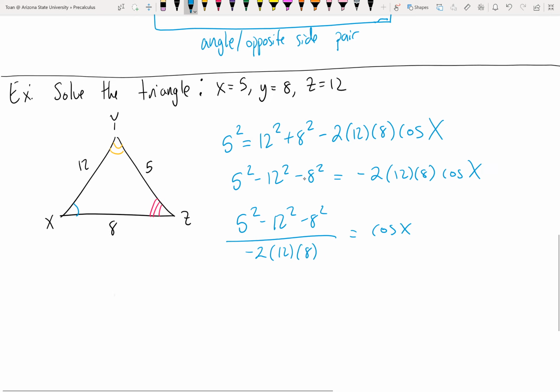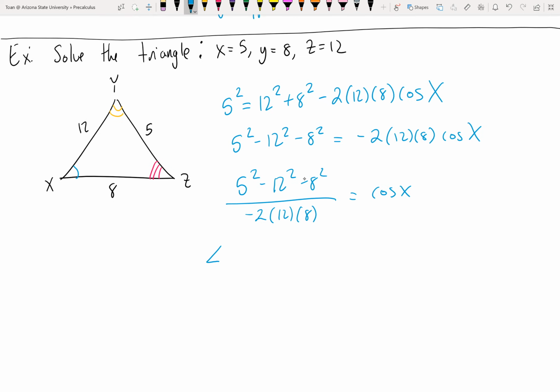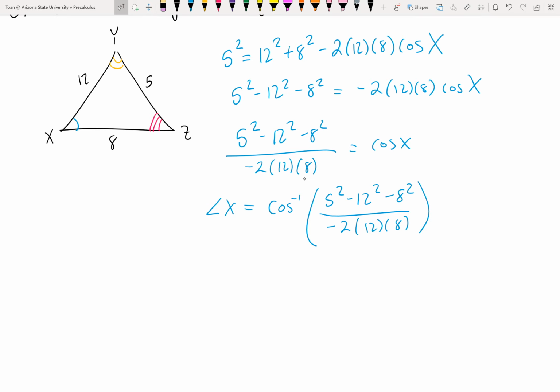And then the last step to get angle x is to use the inverse cosine. So angle x equals cosine inverse of (5 squared minus 12 squared minus 8 squared) all over negative 2 times 12 times 8. Notice how when I do this, I actually don't punch it into the calculator until the very end.